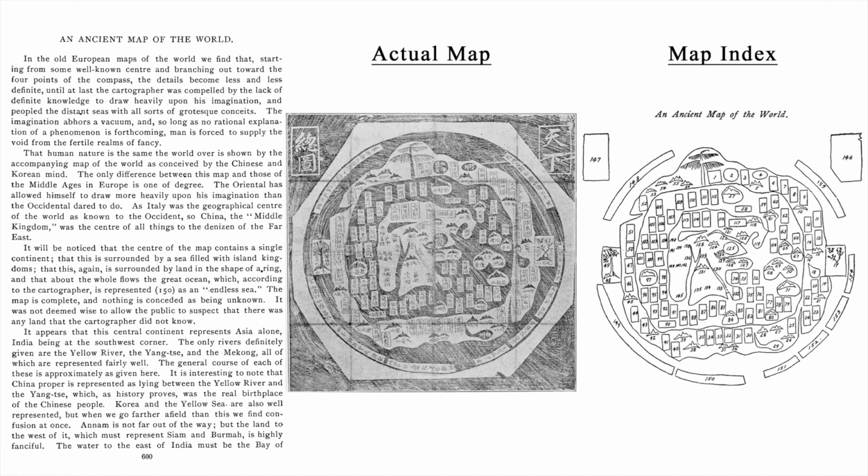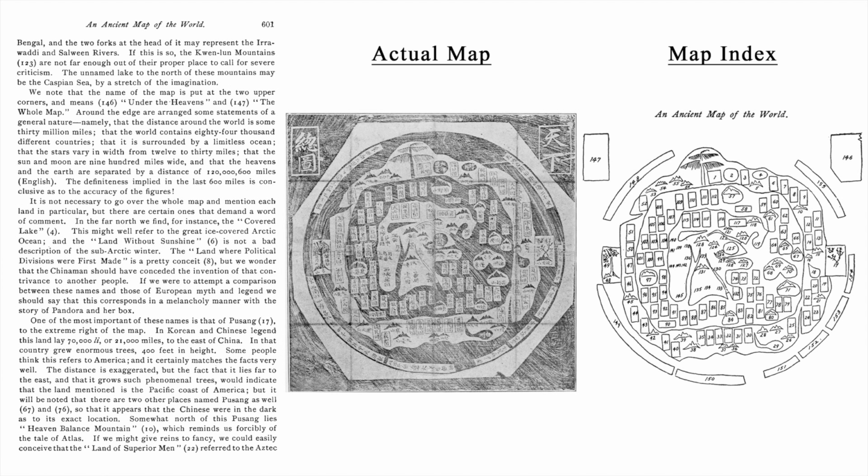The water to the east of India must be the Bay of Bengal, and the two forks at the head of it may represent the Irrawaddy and the Salween rivers. If this is so, the Kunlun Mountains are not far enough out of their proper place to call for severe criticism. The unnamed lake to the north of these mountains may be the Caspian Sea, by a stretch of the imagination. We note that the name of the map is put at the two upper corners and means under the heavens, the whole map.